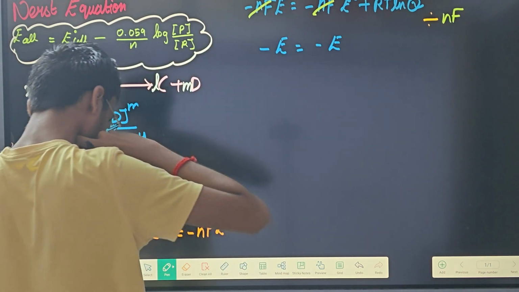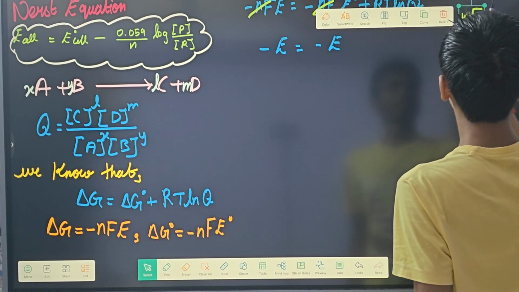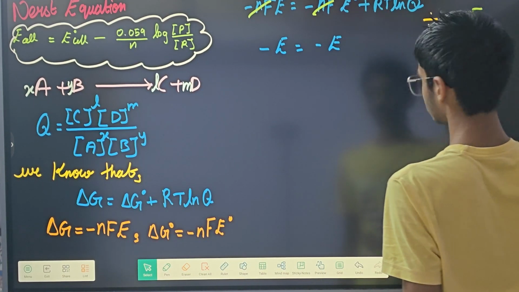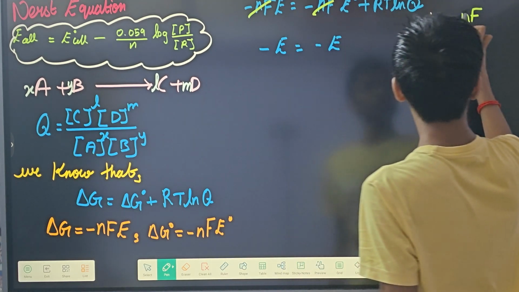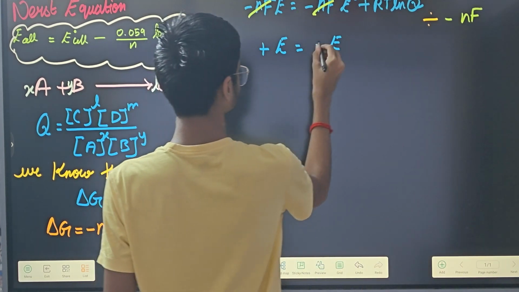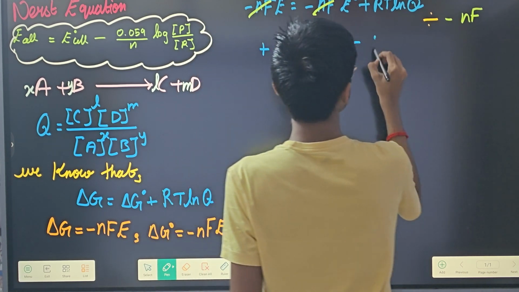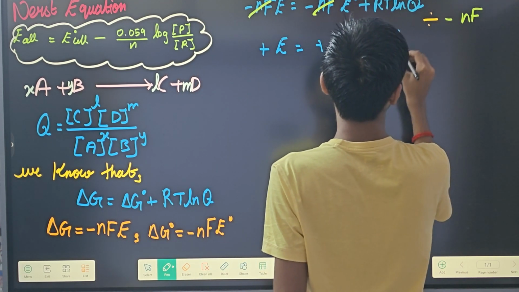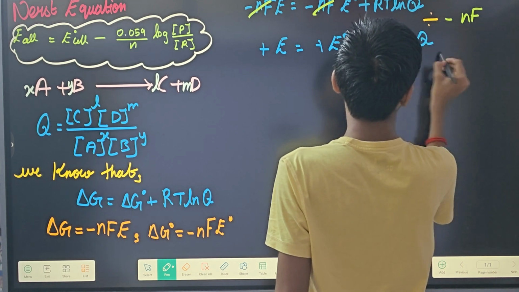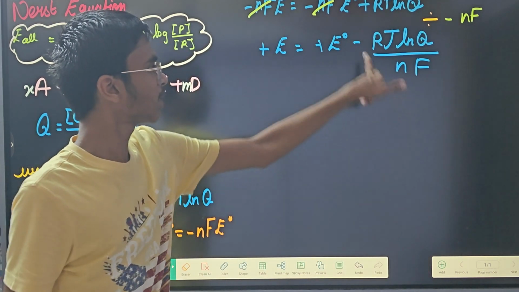So we can divide by minus NF. Here will be plus, here also will be plus. Plus E naught minus RT ln Q whole divided by NF. So this plus or this minus has gone here.